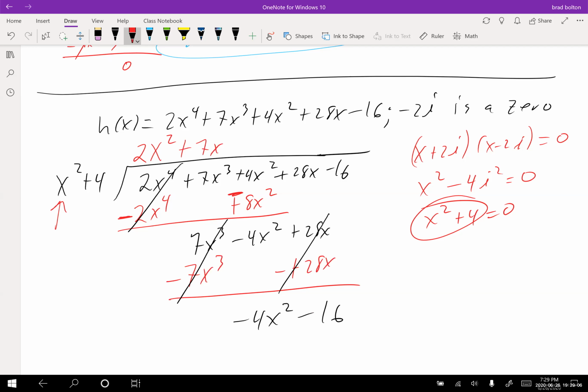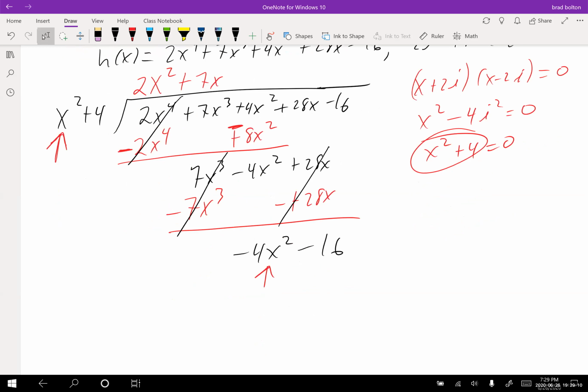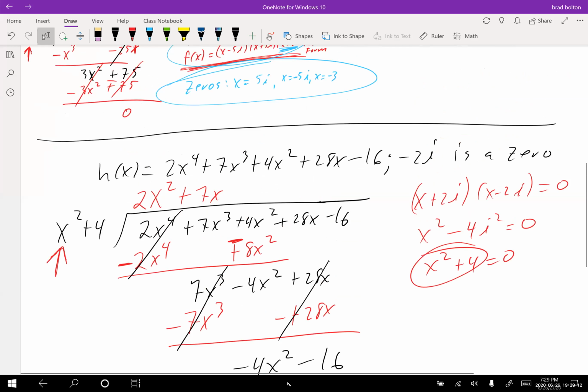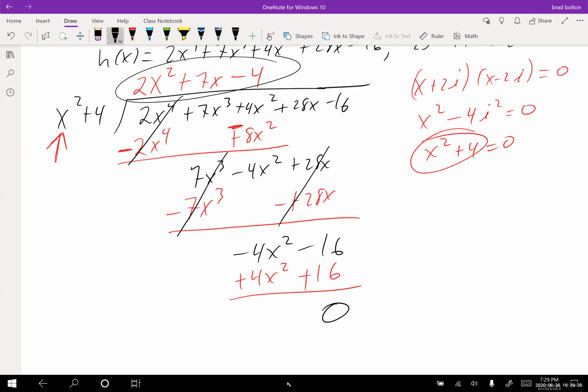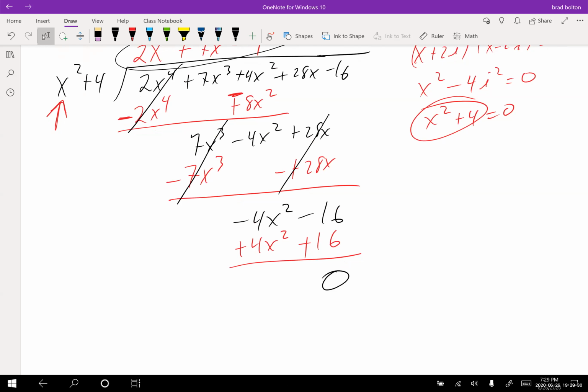Do the same thing again. What does this guy need that this guy has? So this will be negative 4. So then this would become negative 4x squared minus 16. Draw the bar, change the signs. We get 0, okay? We get our remainder of 0, all right? But again, we knew that was going to happen, okay? So now we know that f of x can be written as x squared plus 4.